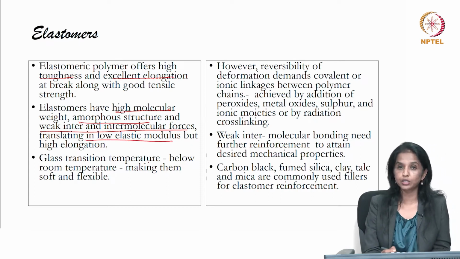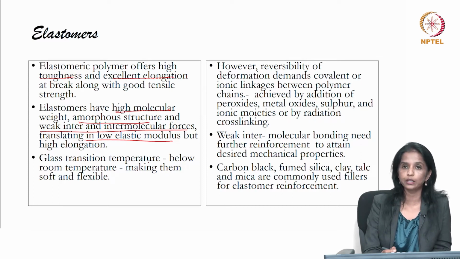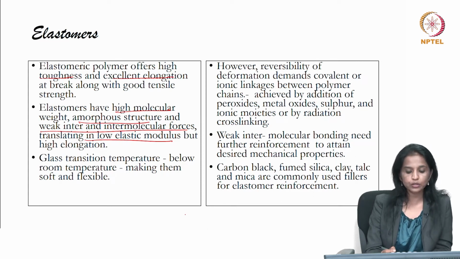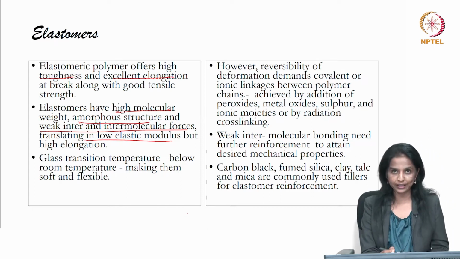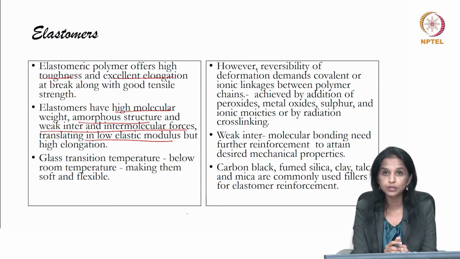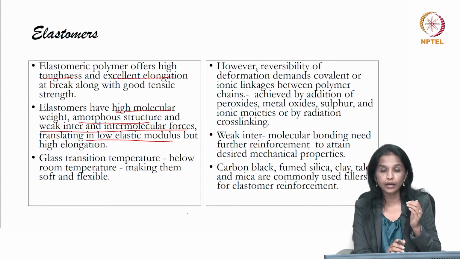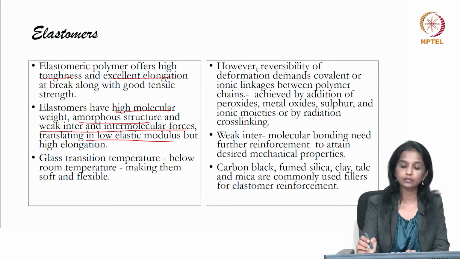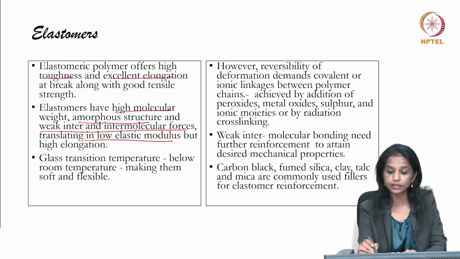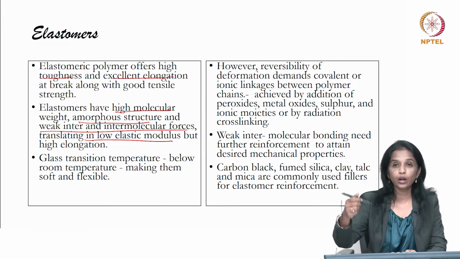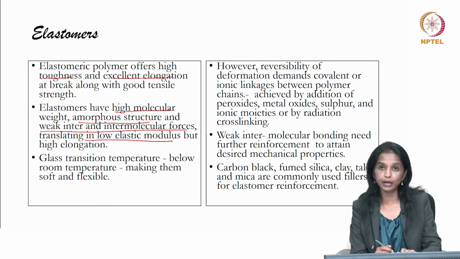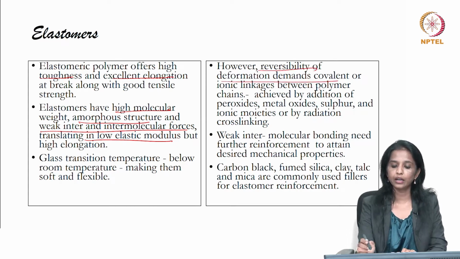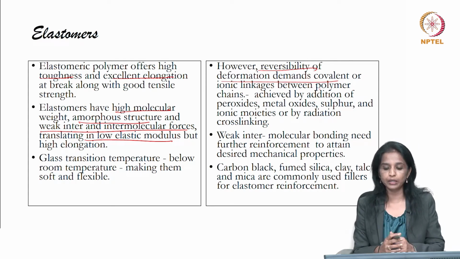The glass transition temperatures are very important as we study polymers. The glass transition temperature in elastomer is below room temperature, making them soft and flexible. Depending on the glass transition temperature, you can understand how the material would behave at room temperature. And then there is the question of how elastic the elastomer is, whether we can modify it by further additions, or reverse the deformation, and whether the molecular bonds can be strengthened or not.